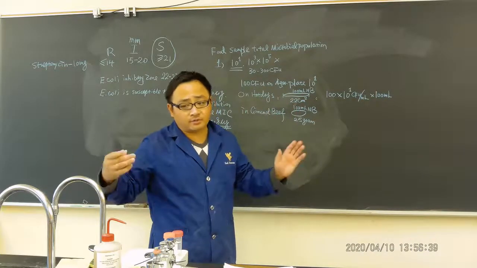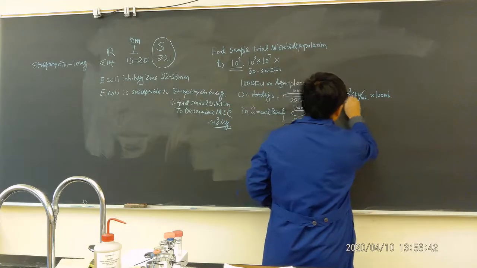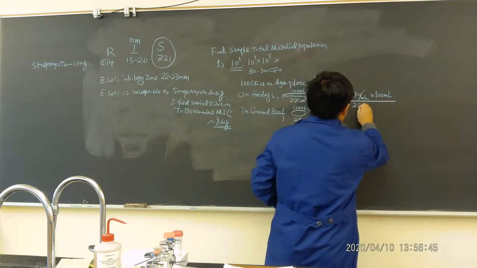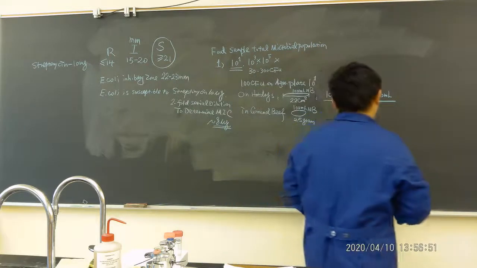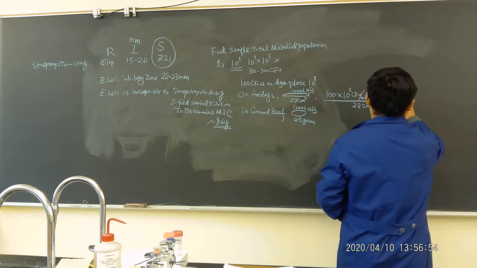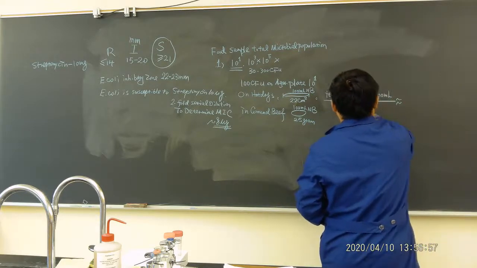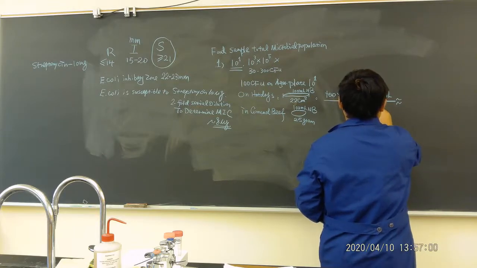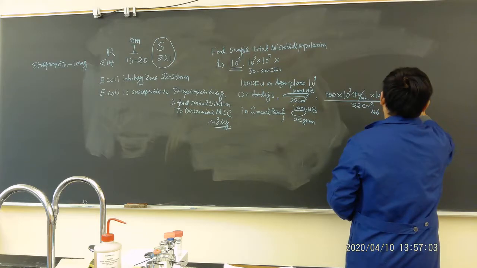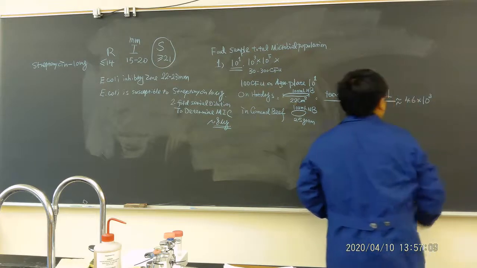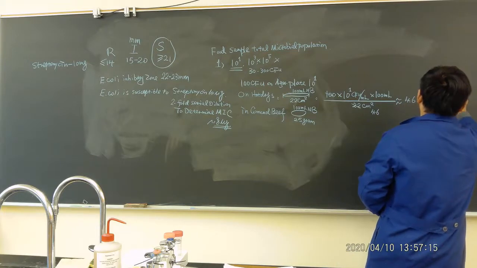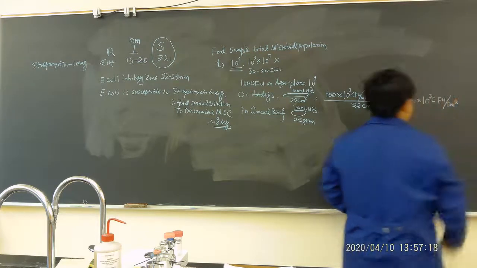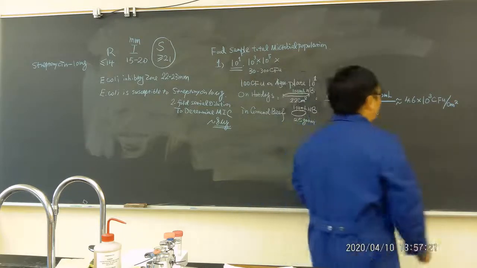Then where does it come from? It comes from the hot dog surface. What is the area of the surface? The area size is 20 square centimeters. So how do we do it? This is the typical mass. Approximately, you take this out, approximately 4.6. So we get 4.6 multiplied by 10 to the 3, CFU per square centimeter.